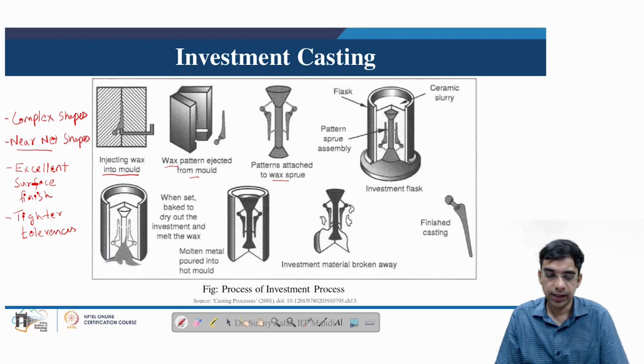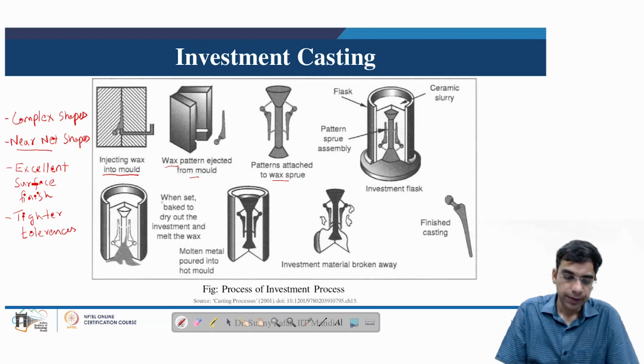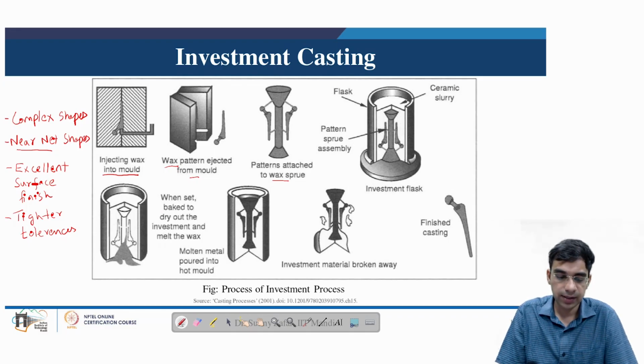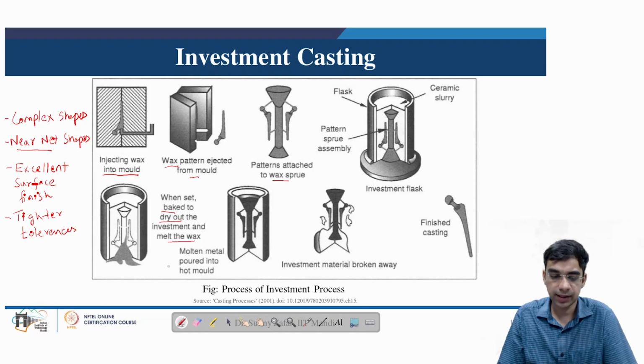So this means they are dipped in the ceramic slurry to develop a layer of a specific thickness around it. So then what happens? Then this invested wax pattern in the ceramic slurry is taken to a furnace where it is baked and dried out, and during this process the wax is melted out, and we are left with a hollow cavity with surrounding ceramic, a solidified ceramic slurry.